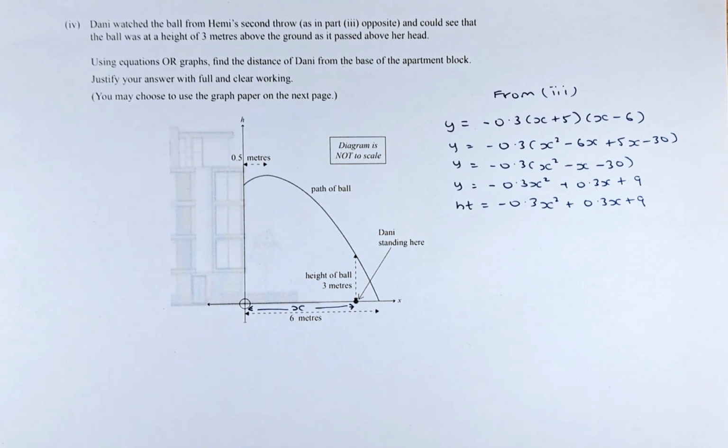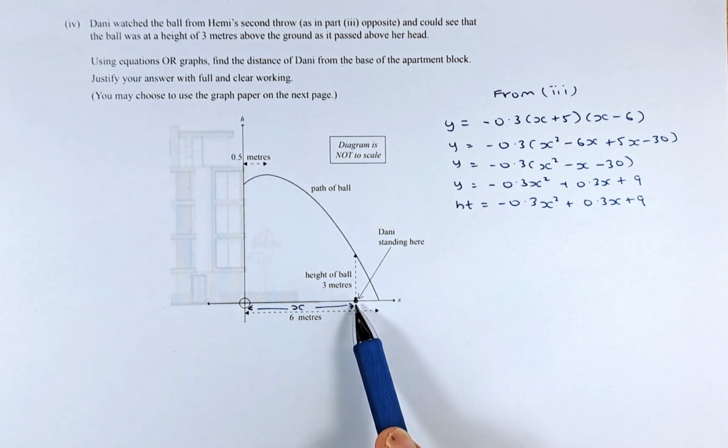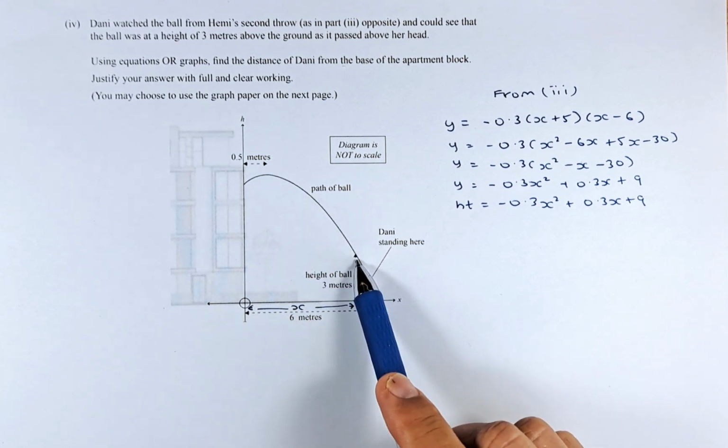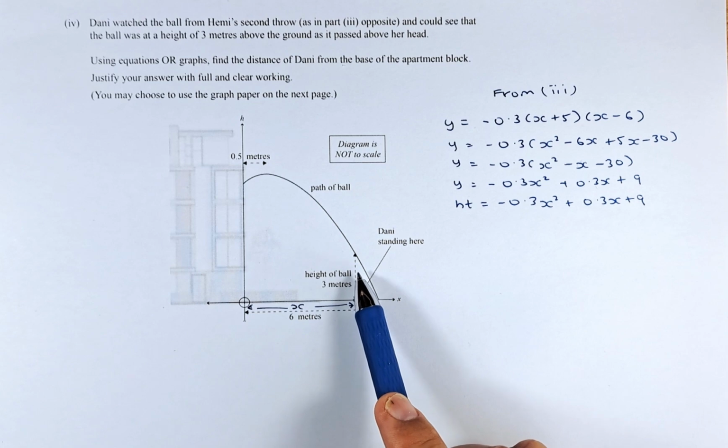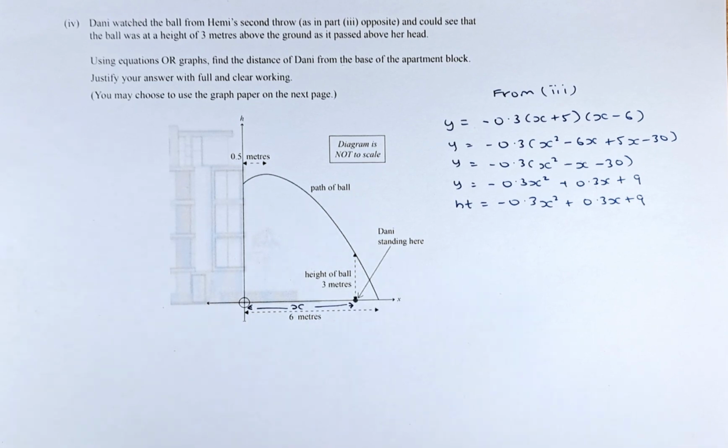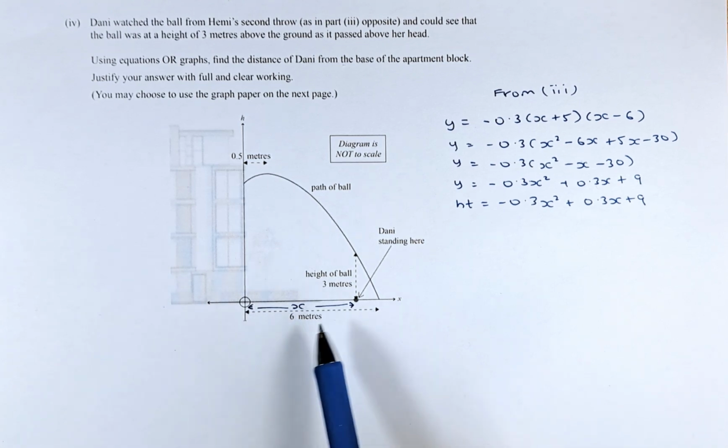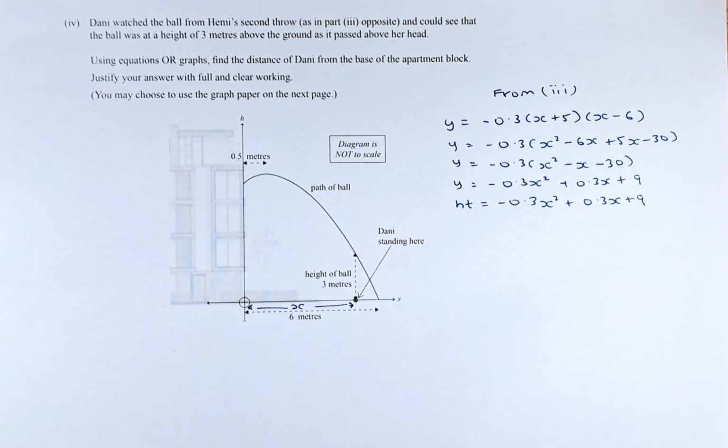Dani watched the ball from Hemi's second throw, as in part 3 opposite, and could see that the ball was at a height of 3 meters above the ground as it passed over her head. So Dani is here. The ball is 3 meters above her head, okay? And we are going to, using equation or graph, find the distance of Dani from the base of the apartment block. So you need to find the distance x here, okay? Justify your answer with full, clear working.